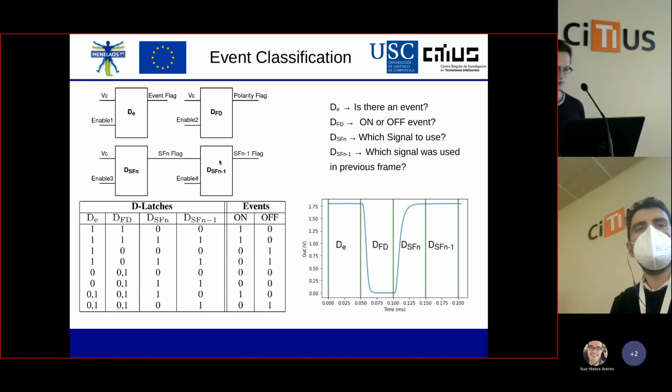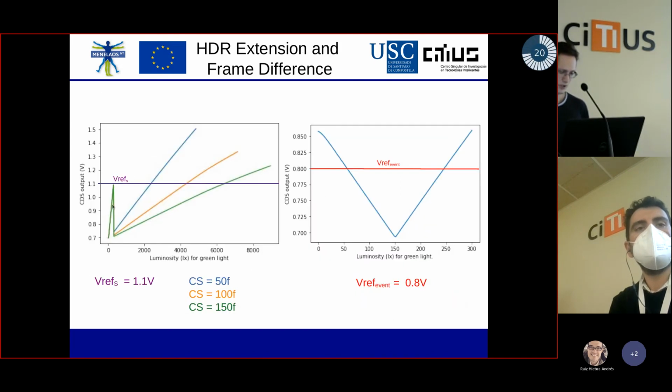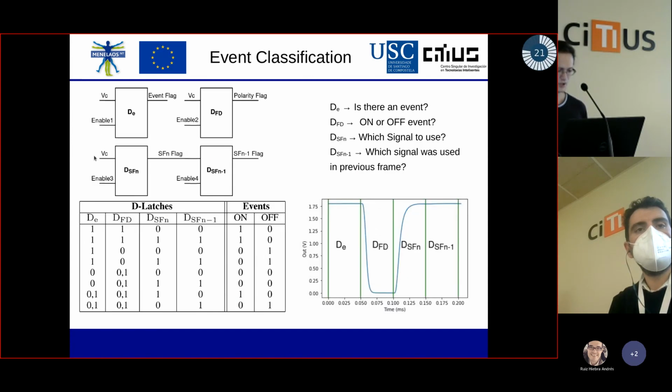These two delays store which type of signal was used. We have a signal which is very sensitive, we call this signal S1, and the signal which is generated by overflown electrons, which is called signal S2. And if these two delays store different flags, then we declare an event immediately. And we don't check the event flag or polarity flag because we don't need them.